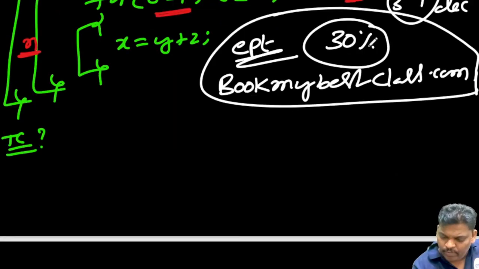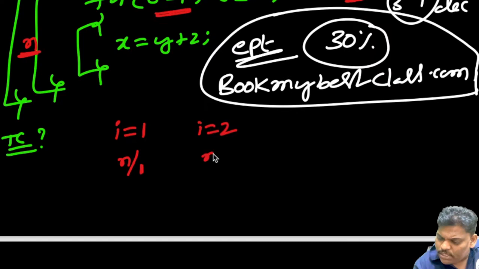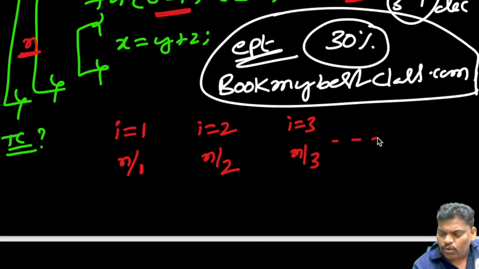Listen everyone. When I is equal to 1, the J loop is running n by 1 times. I is equal to 2, the J loop is running n by 2 times. I is equal to 3, the J loop is going on n by 3 times. And so on. The I value goes up to n, and the J loop is going on n by n.